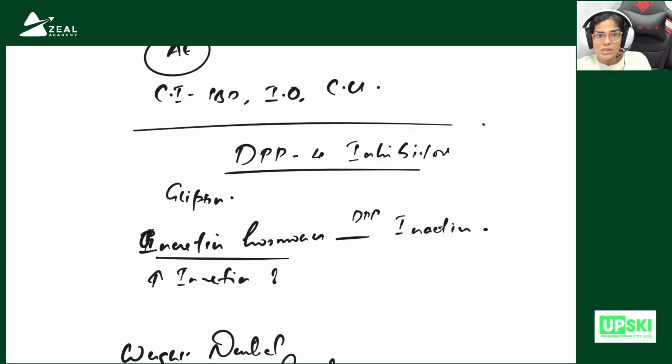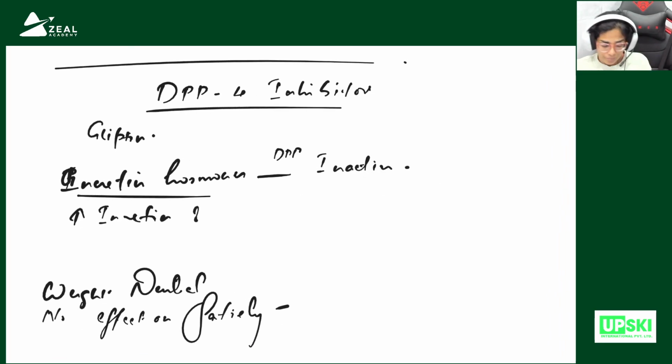The next class of drug is DPP-4 inhibitors. They are also called gliptins. The expanded form of DPP is dipeptidyl peptidase 4.